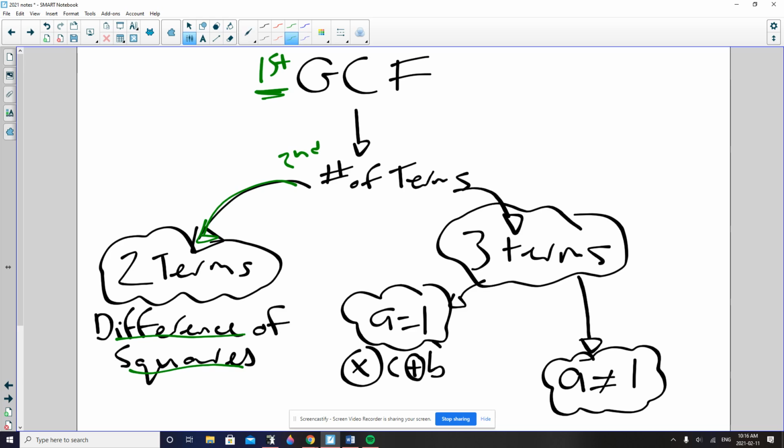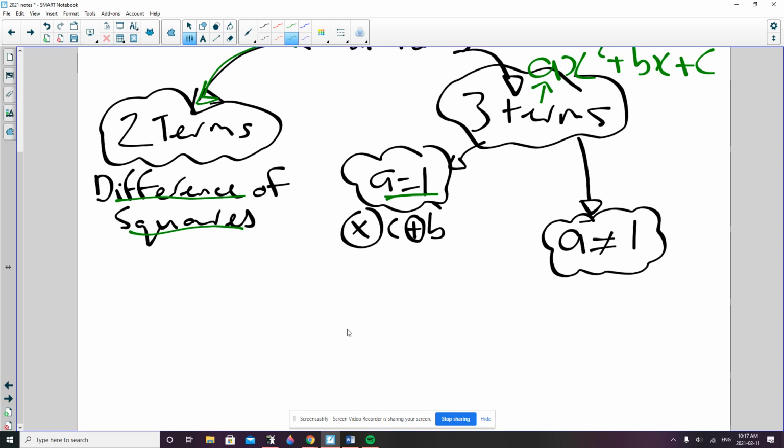If there are 3 terms, if I have something in this form, ax squared plus bx plus c, and if a is 1, or the leading coefficient is 1, I'm simply looking for 2 numbers that multiply to c and add to b. And we should know how all of these other factoring strategies work, right? We went through this on the board, and you took a paper and put it sideways. So if you have that factoring sheet, now would be the time to grab it out, because I'm going to talk about factoring when a does not equal 1, because that leads into the lesson we're looking at today.